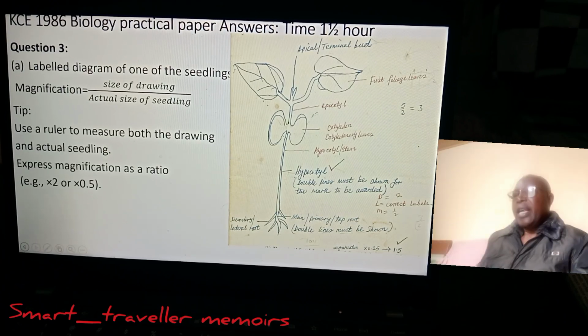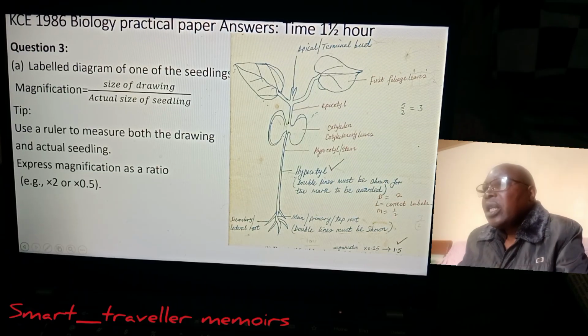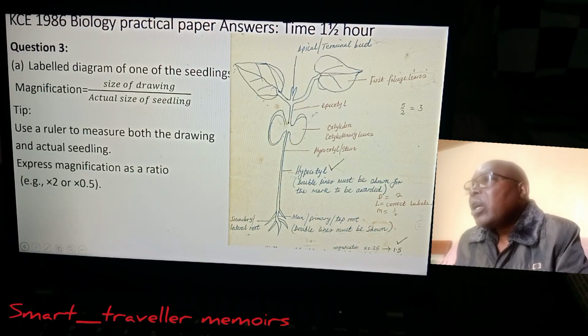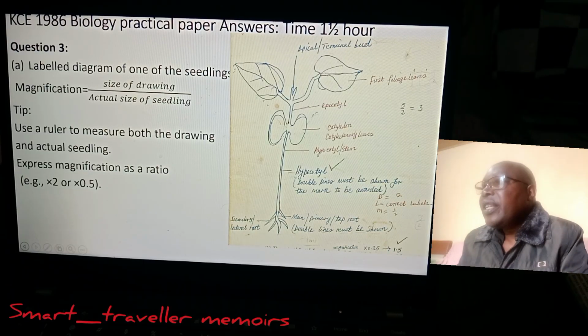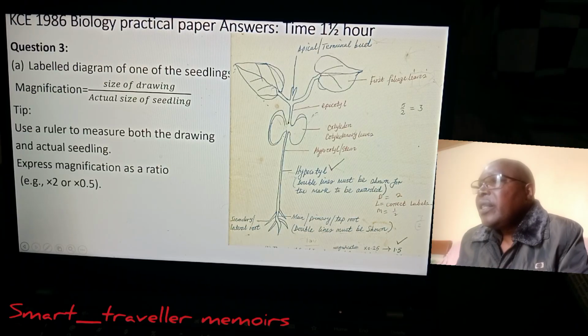So now we are in for the answers, guys. Question 3. Label the diagram of one of the seedlings there. You can see the diagram there. We have labeled first foliage leaves, epicotyl, cotyledon, or you can call them cotyledonary leaves.